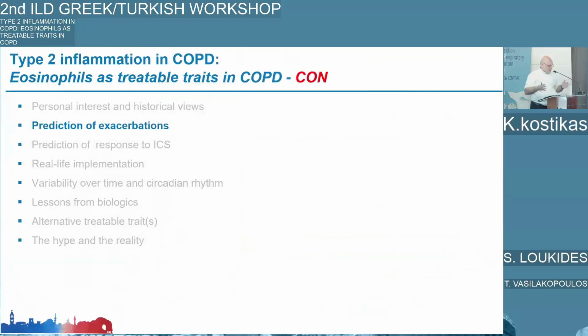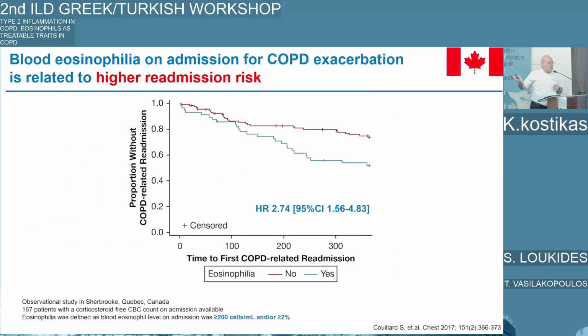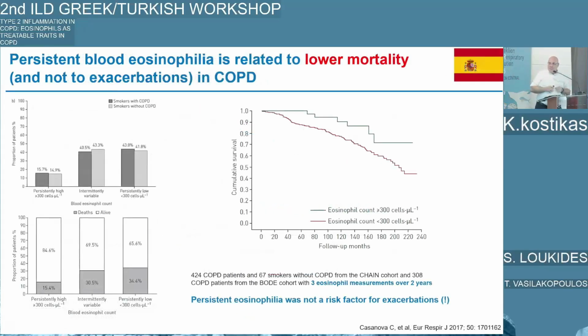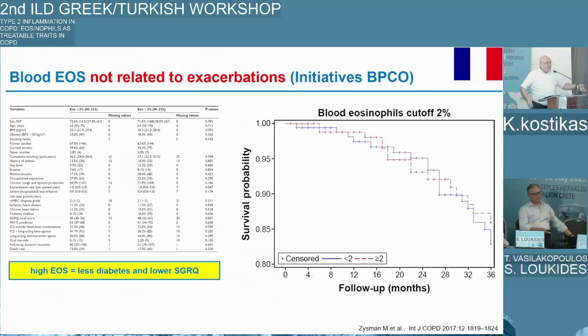Why am I using it? Because first of all, you have said that, using blood eosinophils, we can predict the future. So Canada, yes, they show that if you have high blood eosinophils, you are at higher risk of being readmitted if these are measured during an exacerbation. But if you go to Spain, higher blood eosinophils are related to lower mortality, against what you have shown 15 years ago. I'm joking now, but we'll continue. Additionally, if you go to France, blood eosinophils are not related to exacerbations.